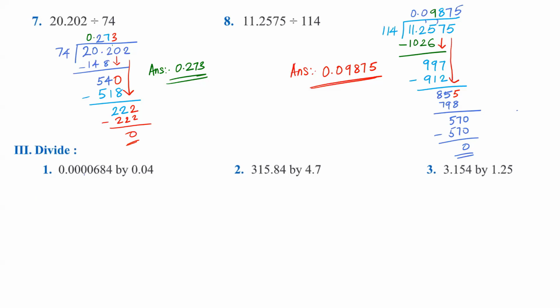Divide 0.0000684 by 0.004. So first, what is the method? Here both the dividend and divisor are decimal numbers. So what should we do? I should shift the decimal point. To make the divisor a whole number, I should shift the decimal point 2 times towards the right. And the same thing for the dividend.